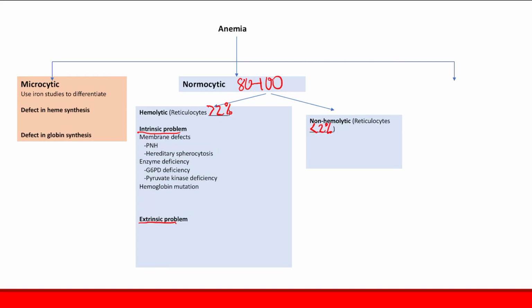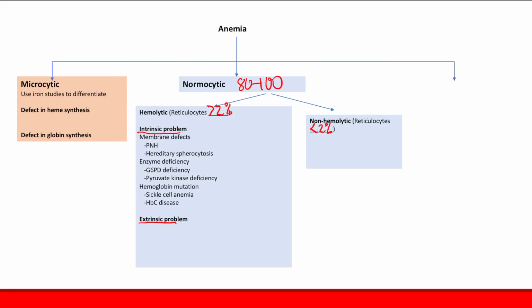So pyruvate kinase deficiency, this was a shorter one that we didn't talk too much about. But remember red blood cells, how do we use the energy? Remember, red blood cells have to use glucose, and they have to be able to break down that glucose, and you need pyruvate kinase to do so. So if you're deficient in pyruvate kinase, you can't break down glucose, you're going to have problems in the red blood cells. Finally, hemoglobin mutations. Remember, we have the two hemoglobin mutations, which were sickle cell disease and hemoglobin C disease.